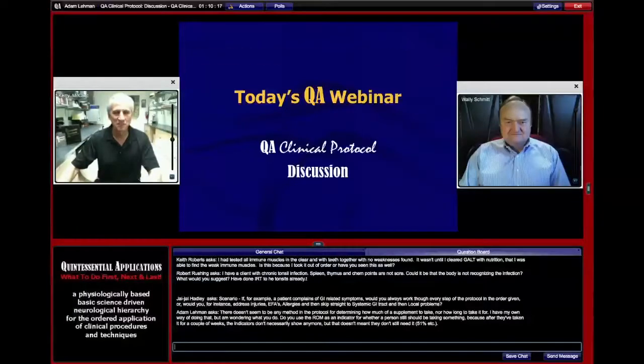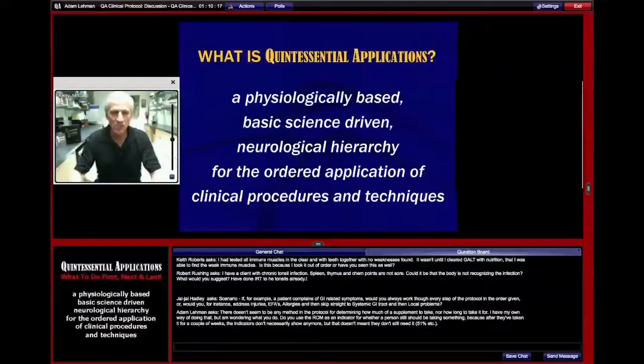Thank you, Dr. Schmidt. What is Quintessential Applications? Well, Quintessential Applications is a physiologically based, basic science-driven neurological hierarchy for the ordered application of clinical procedures and techniques. What does that mean? Well, Dr. Schmidt says our physiology becomes our philosophy, and our philosophy becomes our physiology.